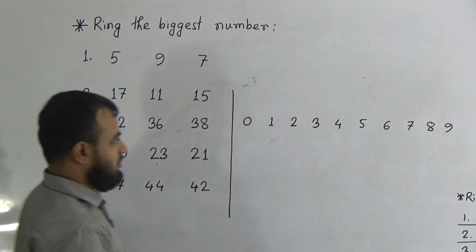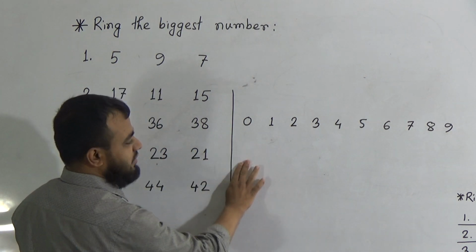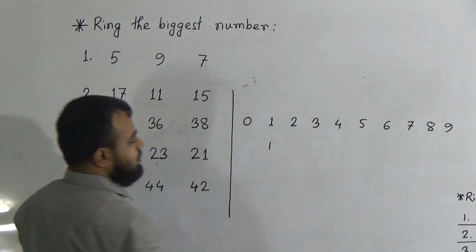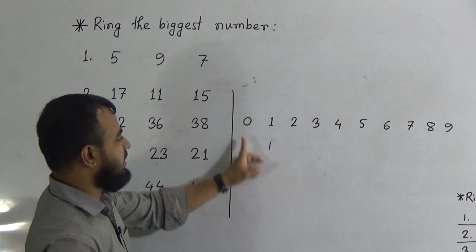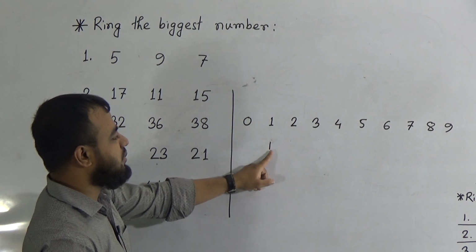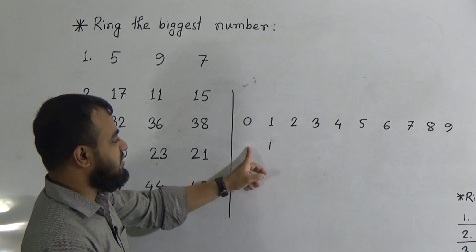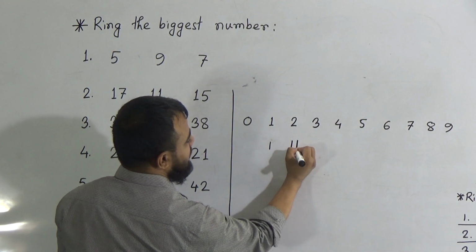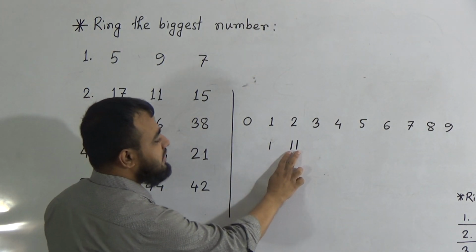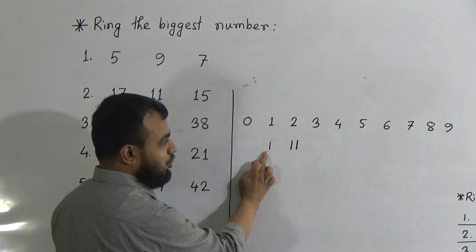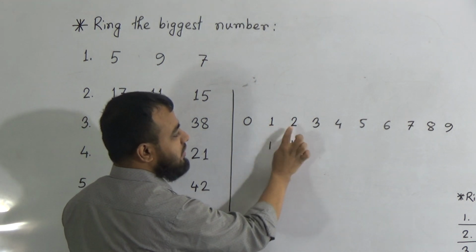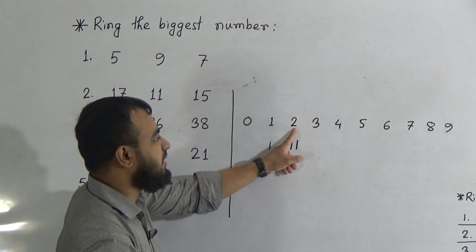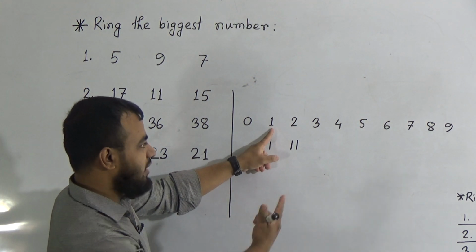Now look, my dear students, 0 means there are no sticks. And 1 means 1 stick. So this 1 is greater than this 0, because this 1 has more sticks than this 0. Now 2 means how many sticks? 2 means 2 sticks, we can assume. This 2 is more than this 1. So this 2 is bigger than this 1, and this 1 is bigger than this 0.